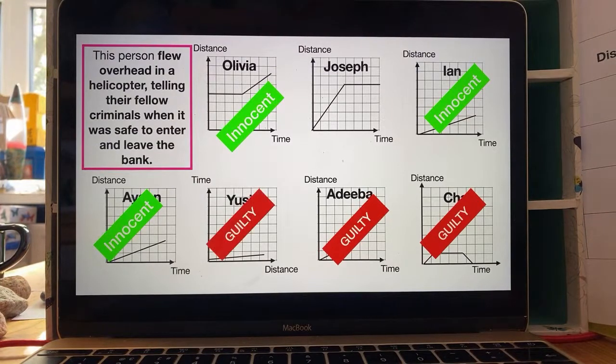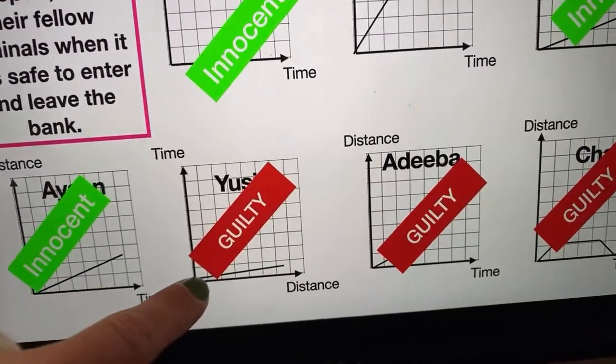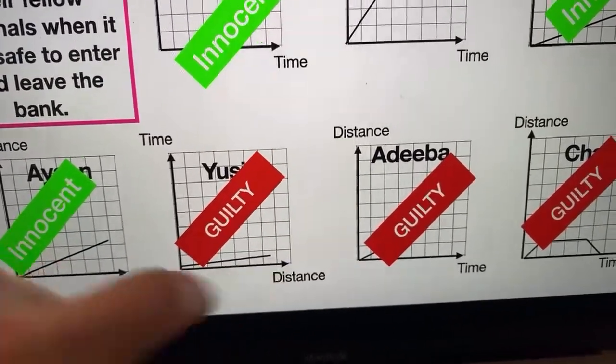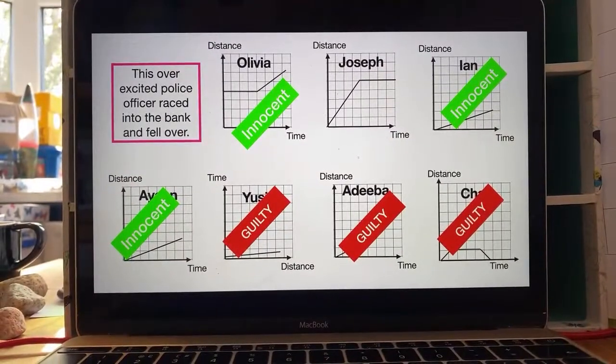And this person flew over in a helicopter. That was Yusuf, because Yusuf is in fact going incredibly fast. Can you see that? So hardly any time has gone by, but Yusuf has moved an enormous distance. So Yusuf is going really, really, really fast. So they were also guilty. And Joseph was the overexcited police officer who ran very quickly into the bank and then just fell over and didn't do anything. So if you made loads of mistakes there, definitely says more about me than it does about you.